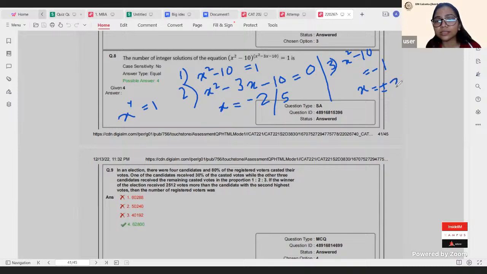But in this case, the power value should also be an even number, right? So if we put the values of plus minus 3 in the power, which is x minus 5 into x plus 2, then if we put minus 3 or 3 in x minus 5, it comes out to be an even number. So both of these values satisfy. Previously we have got these two values also. So in total, we have 4 integer solutions, which is the answer.